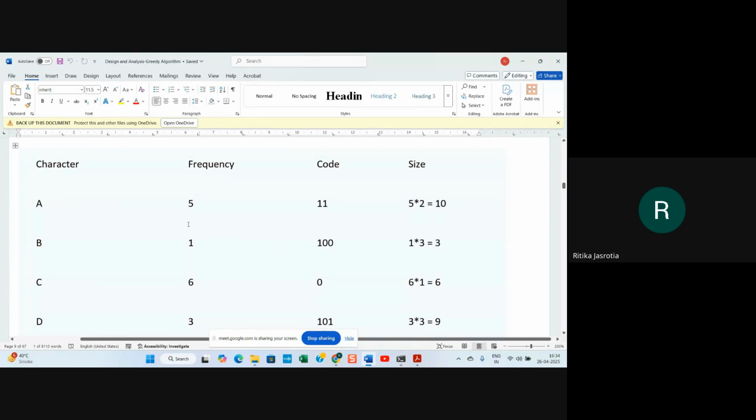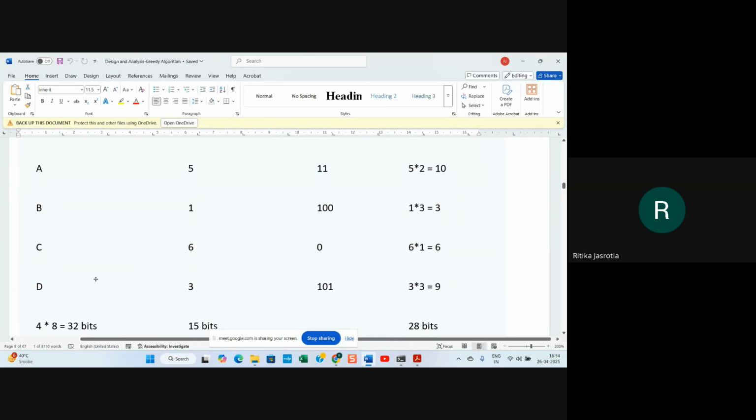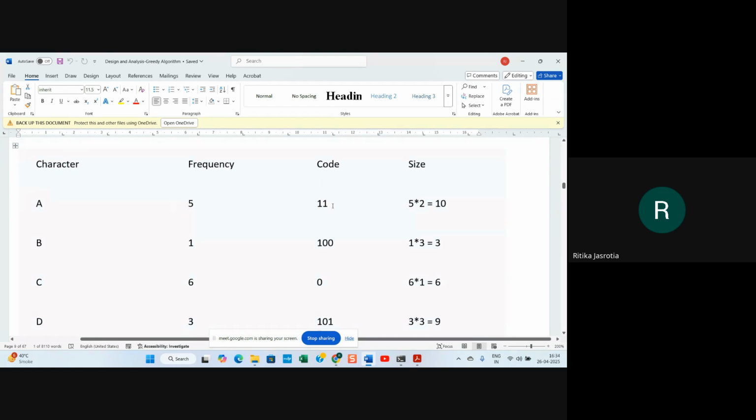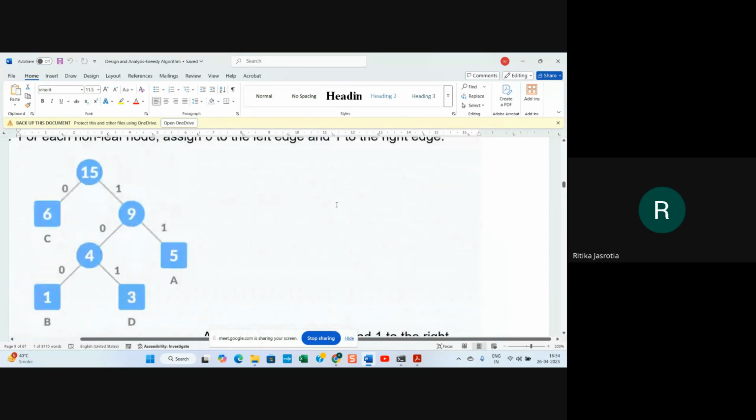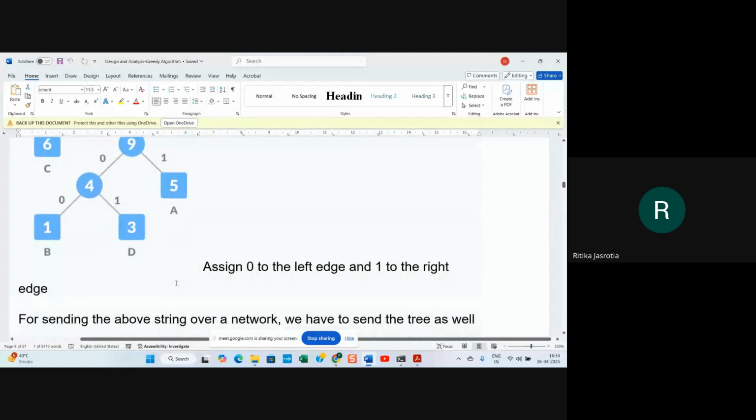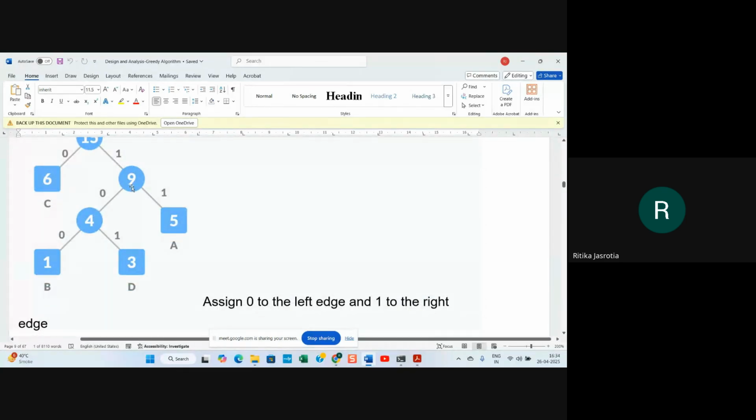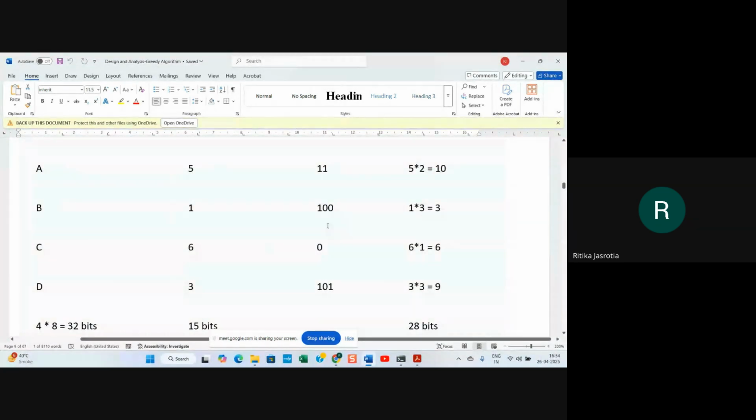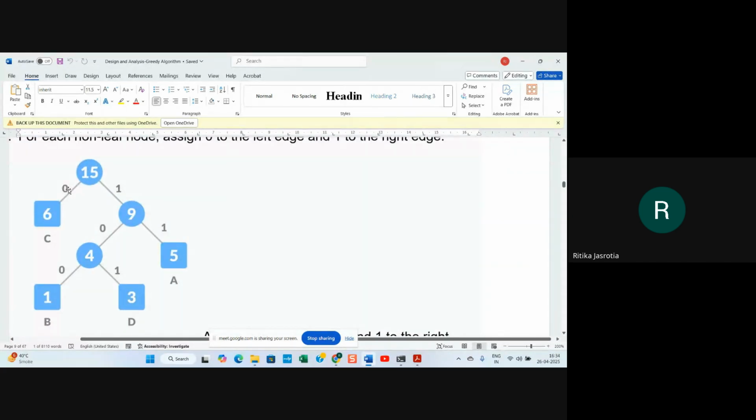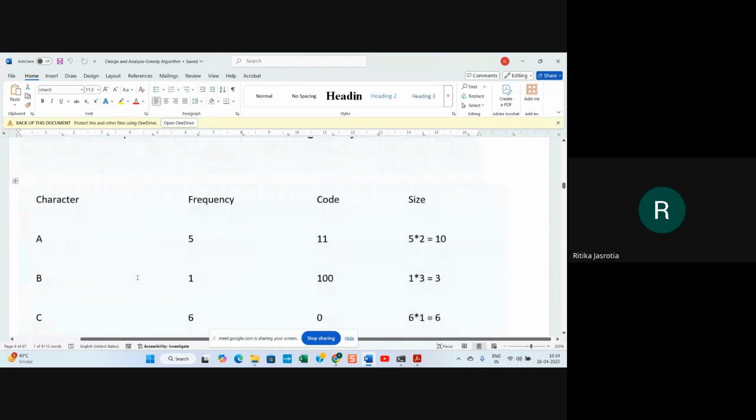Here, if you see, the frequencies of A, B, C, D are given, then these are the codes. So what is the code for A? Reading it, 1, 1. So code for A is 1, 1, right? Code for B is 1, 0, 0. Code for C is 0. Code for D is 1, 0, 1.